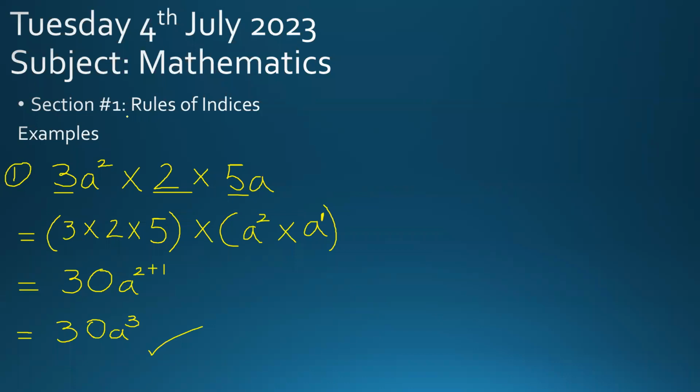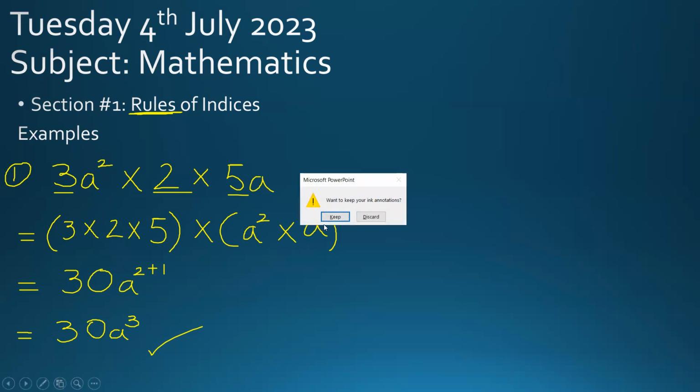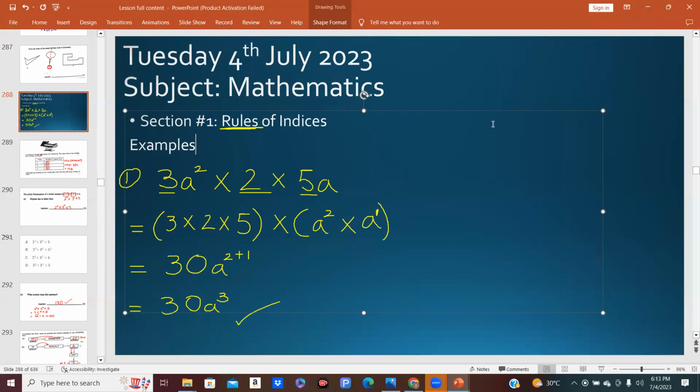Okay, good. Notice the heading of this. It says rules of indices. The rule, and I was going to write down the rule right now, says that if you have the same base and you're multiplying terms that have the same base, you add the powers. So you have A and A, the same base, and you're multiplying them, so you add the powers. That's why we add the 2 and the 1 to give us 3. So it's just the rule of indices that you have to remember.